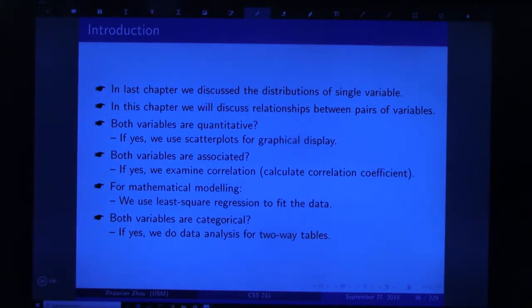If both variables are associated, then we can calculate the correlation. We need to know if they are correlated and the correlation coefficient. We are going to discuss this. So this is the second topic.